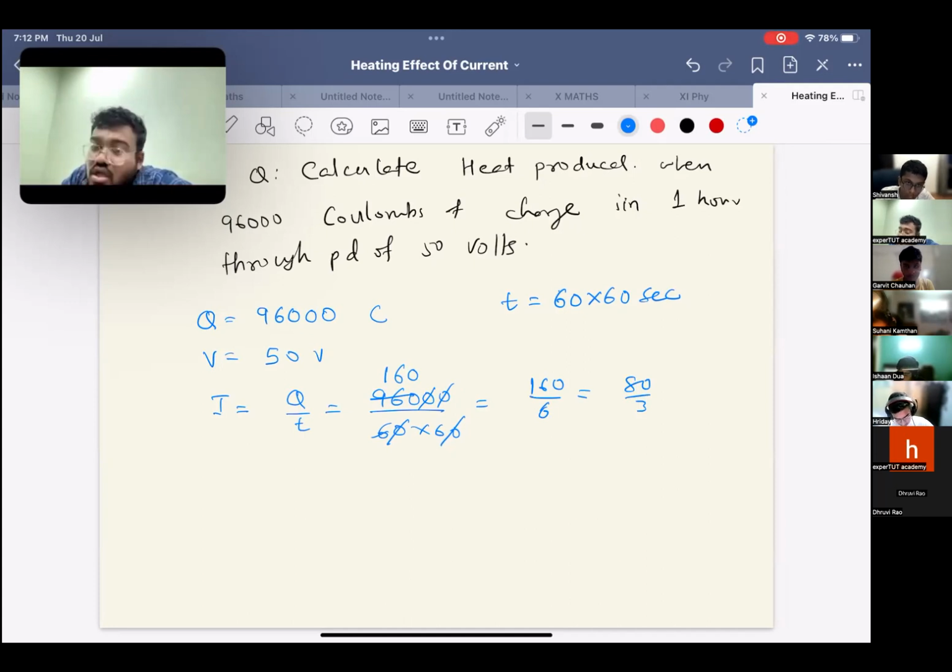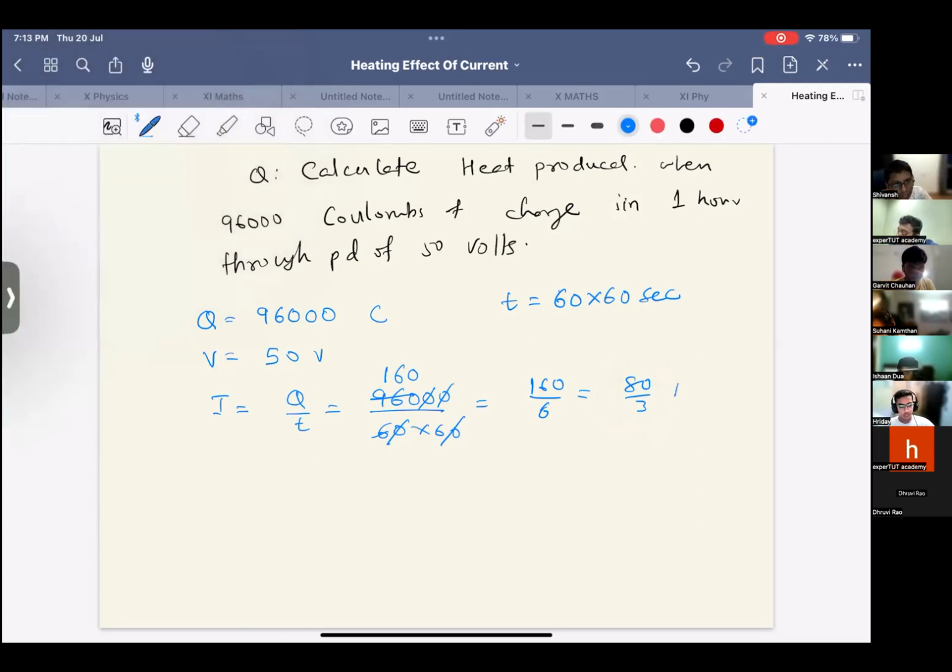See, this is an important thing: whenever the question asks for heat produced, they are not asking you for current. So current is an intermediate thing which you are finding, so you don't need to find it as a full decimal; you can just keep it like this. Okay, I is Q by t, and what else?